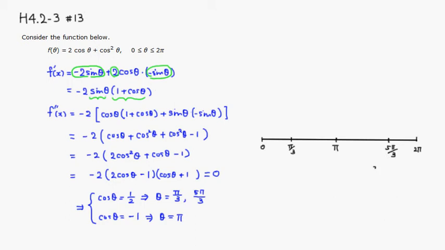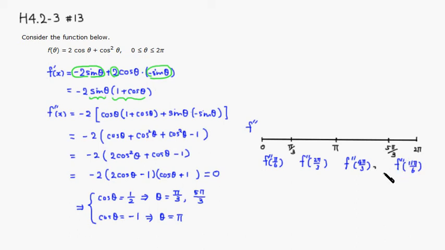Then we just have to look at the sign of f double prime. Between 0 and pi over 3, we can try f double prime of pi over 6. Between pi over 3 and pi, we can try f double prime of, say, 2 pi over 3. Between pi and 5 pi over 3, we can try something like 4 pi over 3. And between 5 pi over 3 and 2 pi, we can try something like 11 pi over 6.